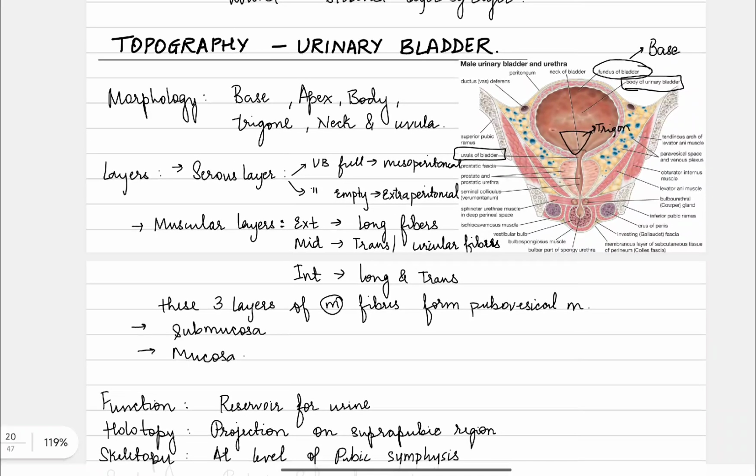Topography of the urinary bladder. Now, morphology: base, apex, body, trigone, neck, and uvula are present. Base, which is also the fundus of the bladder. Apex, here. Body of the urinary bladder. Neck, and see, this is the neck of the bladder, and uvula.